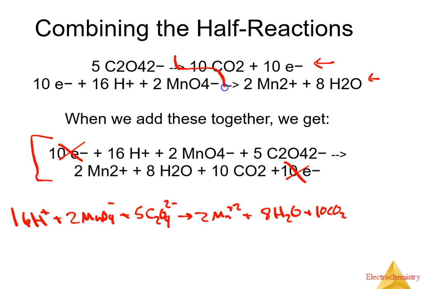So here's all the reactants. Here's all the products, and we add them together, and we get this. 10 electrons plus 16H plus 2MnO4 minus plus 5C2O4 2 minus goes to 2Mn 2 plus plus 8 waters plus 10 CO2. And then the final step is to cross out anything that's the same on both sides. Your electrons always have to cancel out. If they don't, then you screwed up and you need to go back to start.